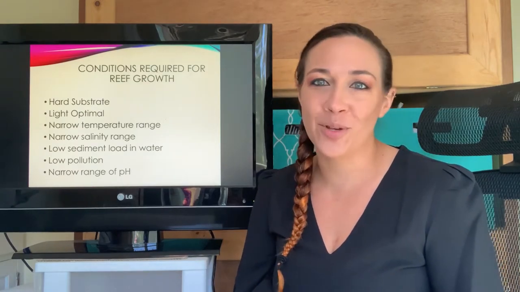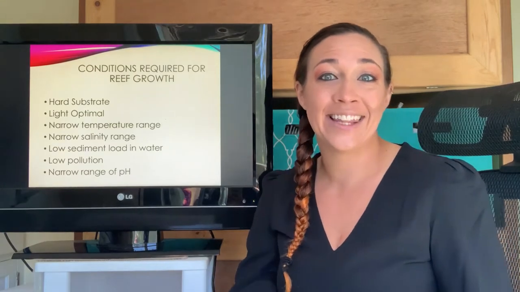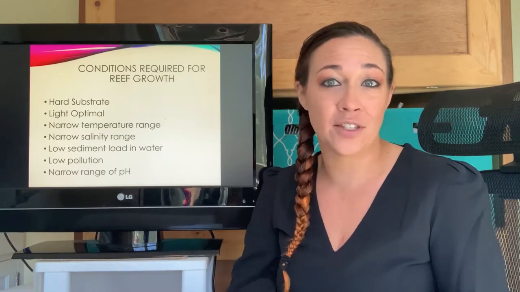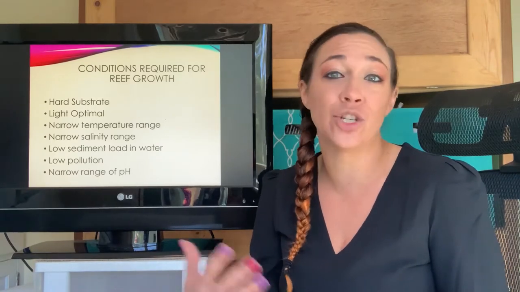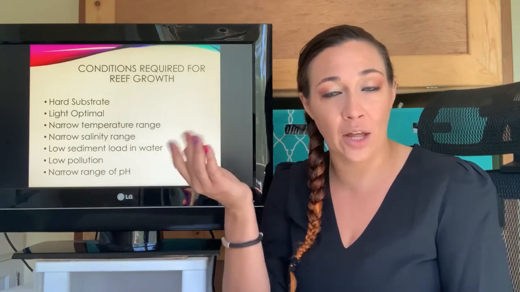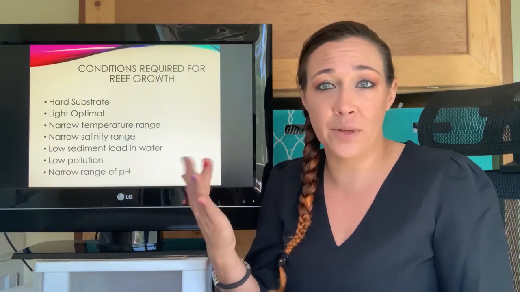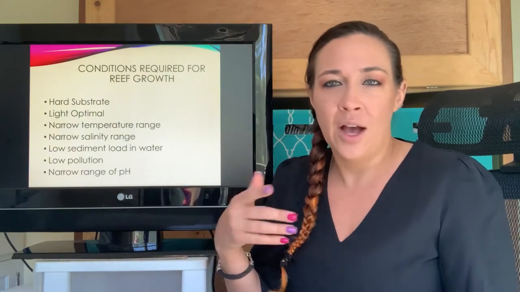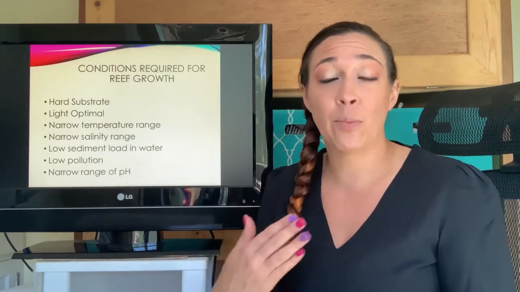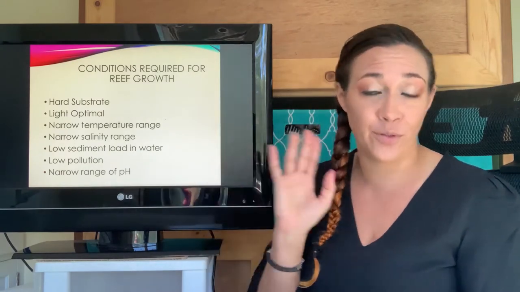Optimal light, that should not be shocking to you guys. Especially if it's a hermatypic type of coral, they need light to do their photosynthesis, and therefore you have to have some kind of clear water. Just like the seagrasses we talked about, you can't be too deep if the water's murky. You have to be shallow. In the tropics, the water's fairly deep, 200 feet, 100 feet, stuff like that, and still crystal clear all the way to the bottom. In fact, there are places in the tropics where you can see down 100 feet. It's stunningly beautiful if you've never been.